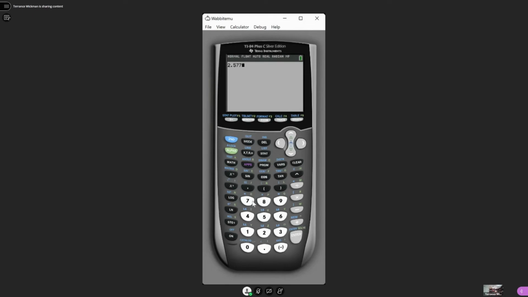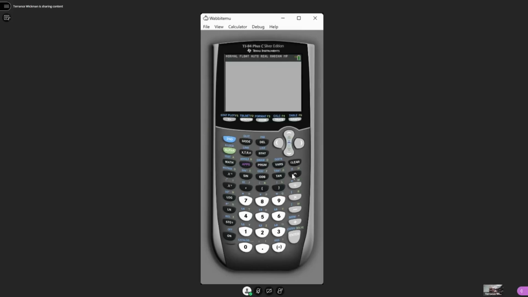2.5. So I have numbers all in place over here. 77. 2 sevens. Back one. Delete. Open parenthesis. 1.017. Close parentheses. And we're going to make it to the x power. Now we can plug this in our calculator. It's going to give us an answer. Boom.